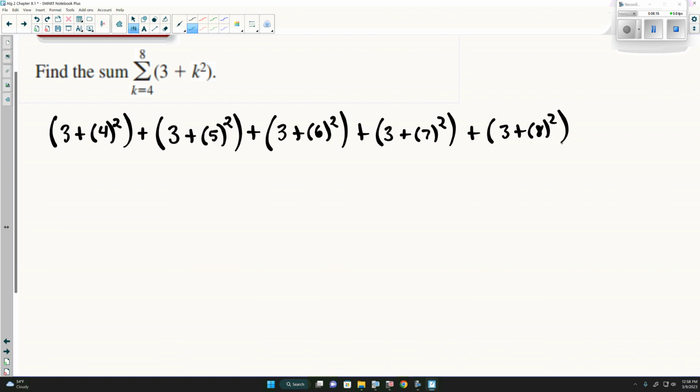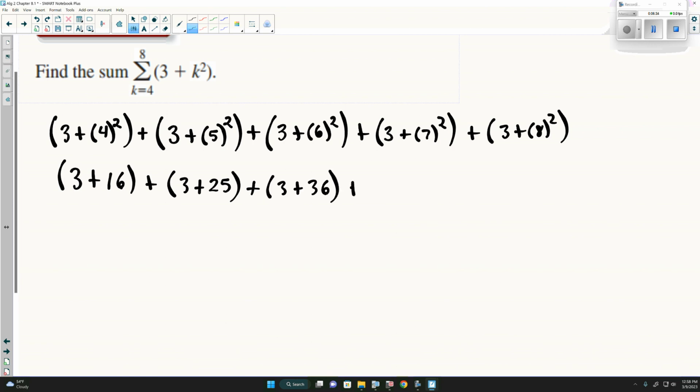So we're just adding each one of these values in the series. And when we simplify these, we'll have 3 plus 4 squared is 16. 5 squared is 25. 6 squared is 36. 7 squared is 49. And 8 squared is 64.